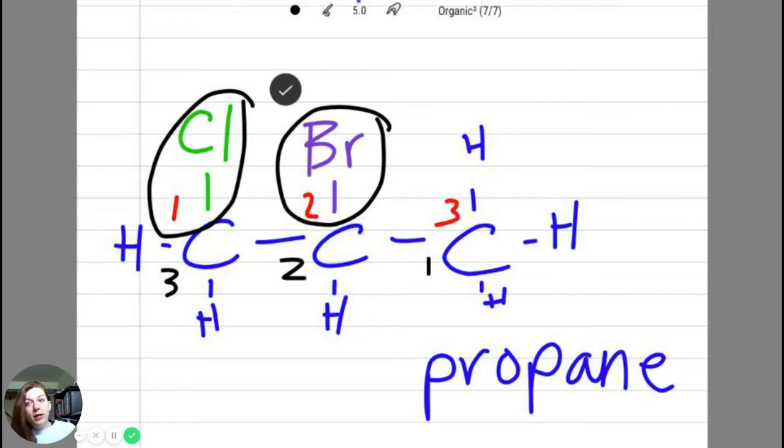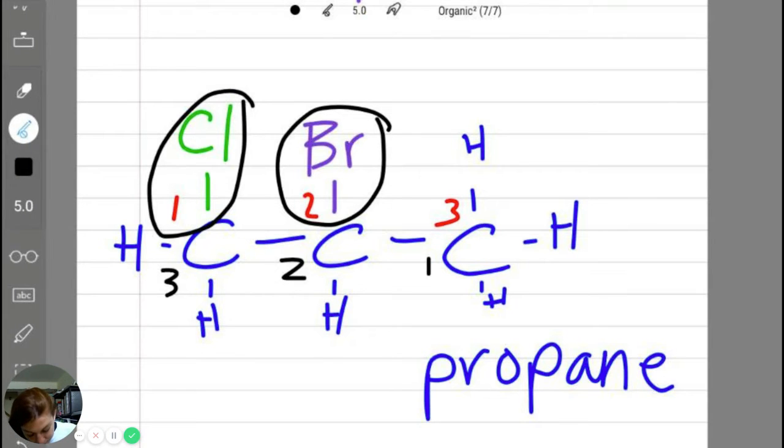Now, when it comes to the name, I want my things to be in alphabetical order, even if that messes up the order of the numbers. So that means in my formal name, bromine is going to come first.